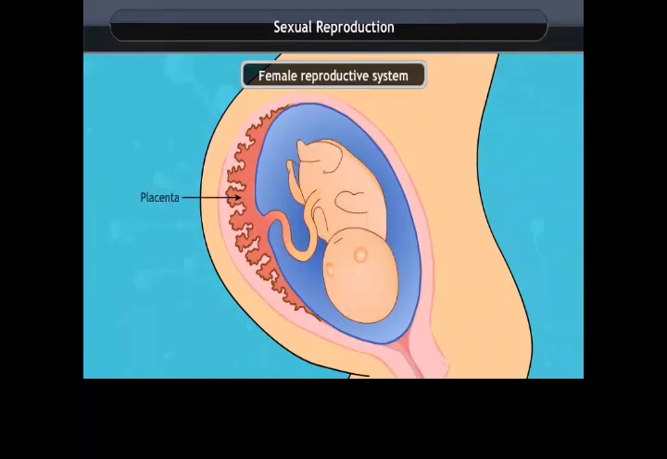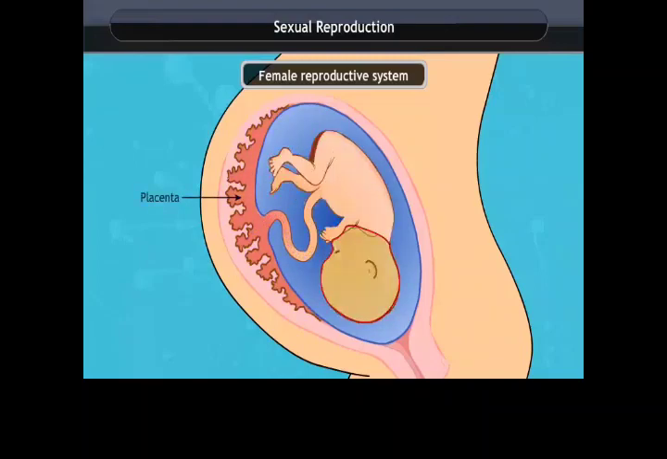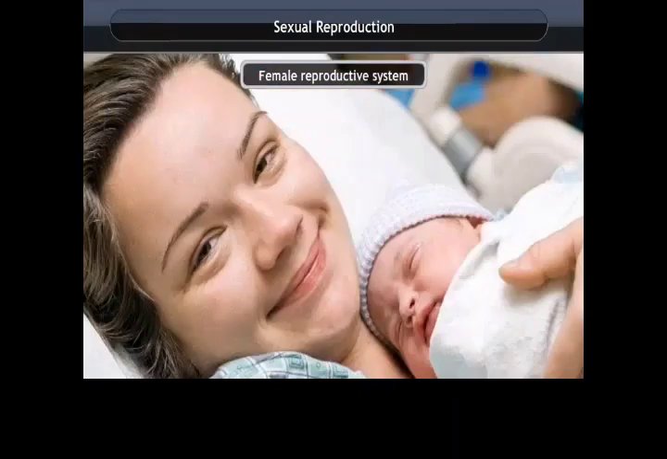The developing embryo also generates waste substances which can be removed by transferring them into the mother's blood through the placenta. The development of the child inside the mother's body takes approximately 9 months.